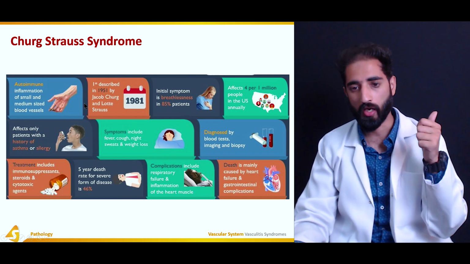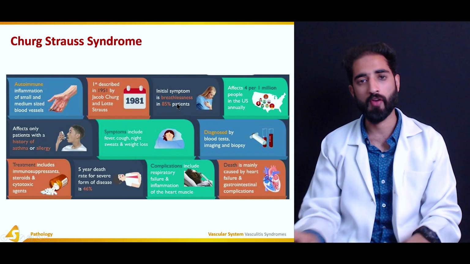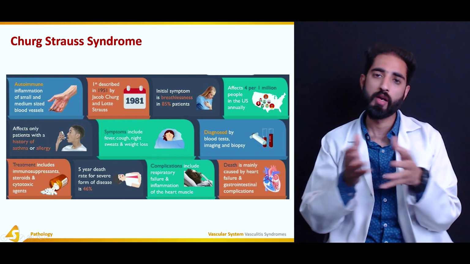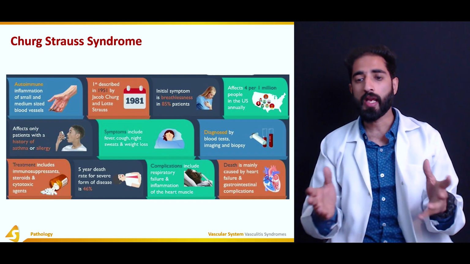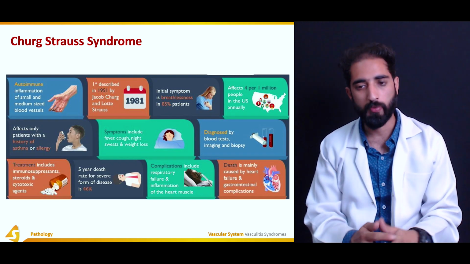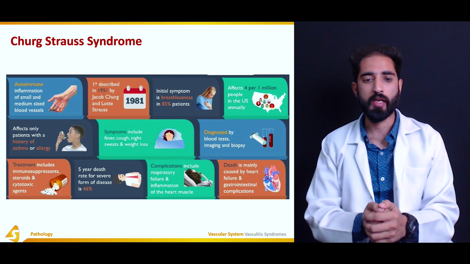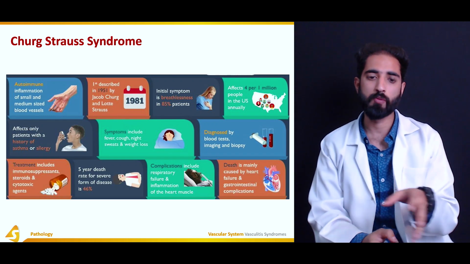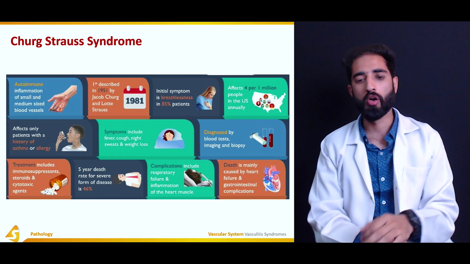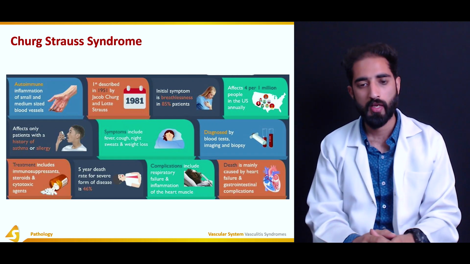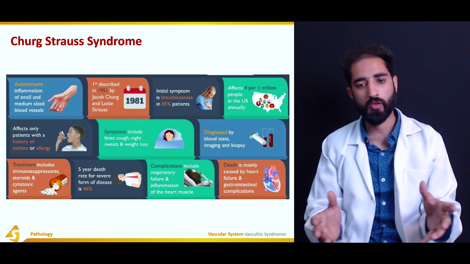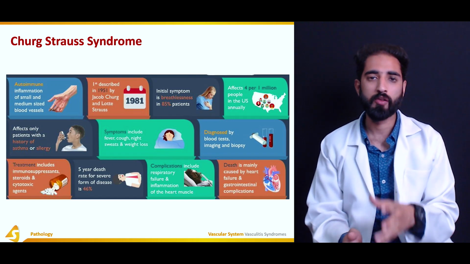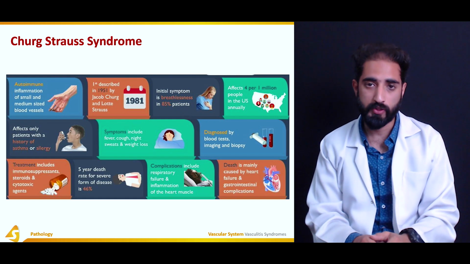Initial symptoms are breathlessness in 85% of patients, also characterized by asthma and chronic rhinitis. It affects 4 per 1 million people in the US annually, and affects only patients with a history of asthma or allergy or symptoms of the pulmonary system. Symptoms include fever, cough, night sweats, weight loss, and breathlessness, and it is diagnosed by blood test, imaging, and biopsy.